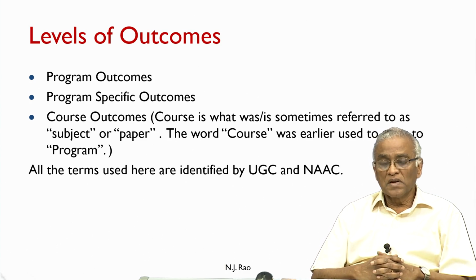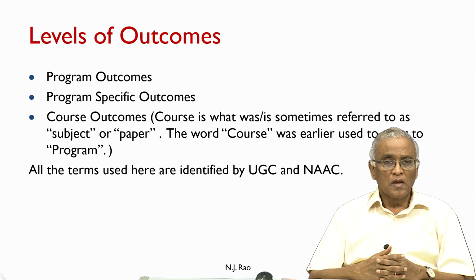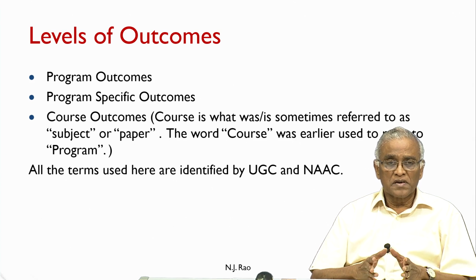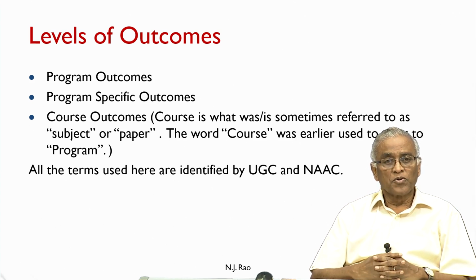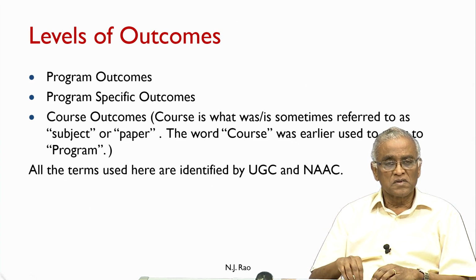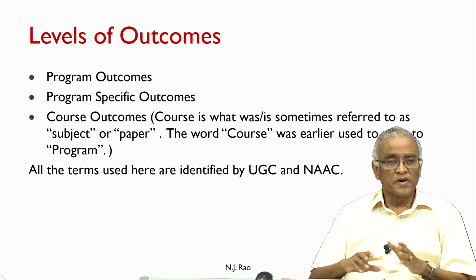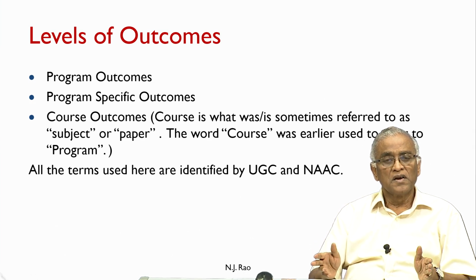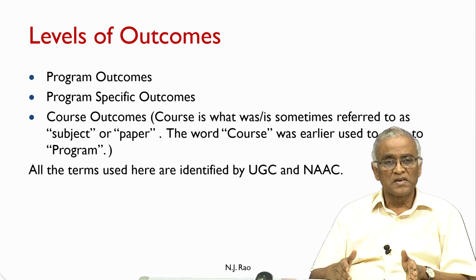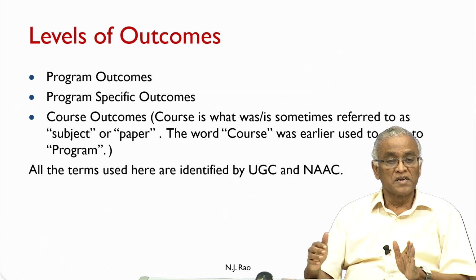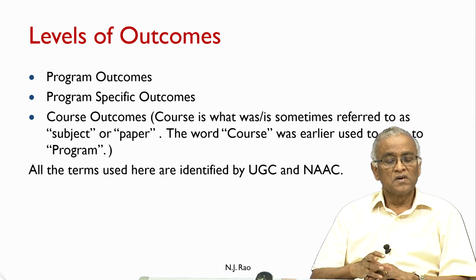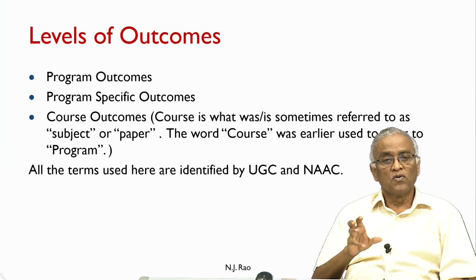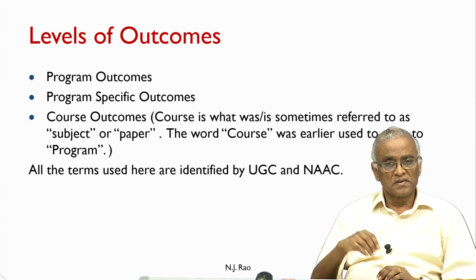And now there are levels of outcomes. As we already stated, there are three program outcomes. Please remember that program represents an activity that is spread over several years. You can have a 2-year degree program, you can have a 3-year degree program, you can have a 4-year degree program. Program refers to a set of activities over a defined period like this.